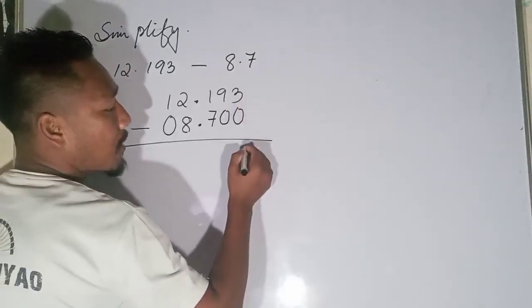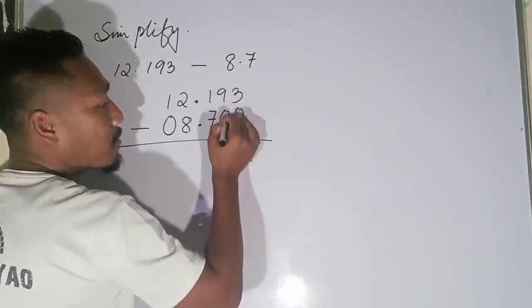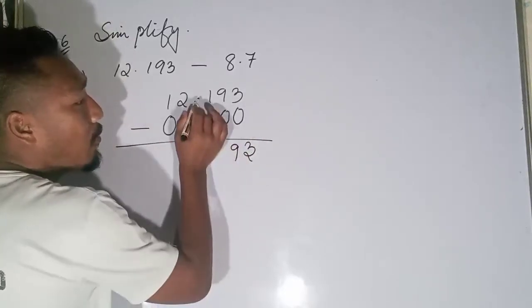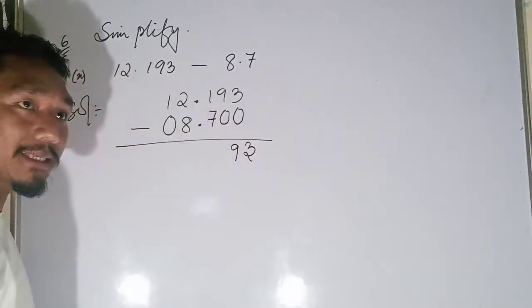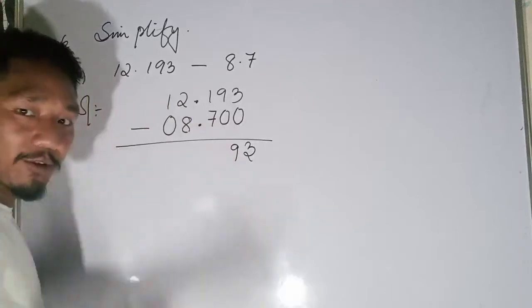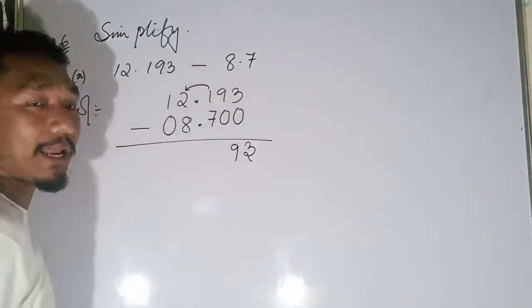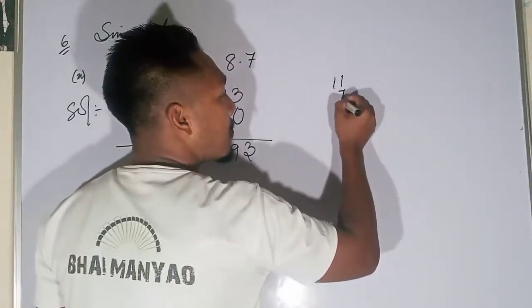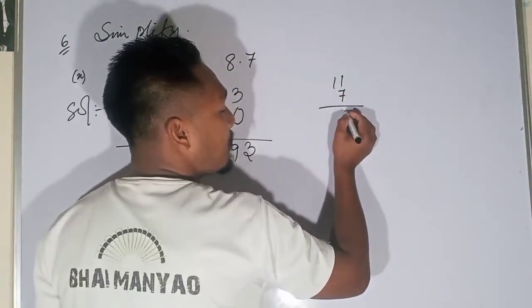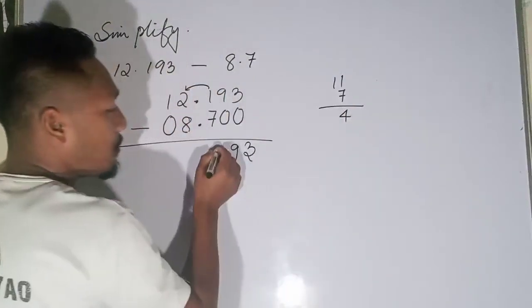3 minus 0 will become 3. 9 minus 0 will become 9. Okay, now 1 minus 7, we cannot subtract, that means we have to borrow 1 from here. So if I borrow 1 from here, that becomes 11. So 11 minus 7 becomes how much? 11 minus 7 becomes 4.